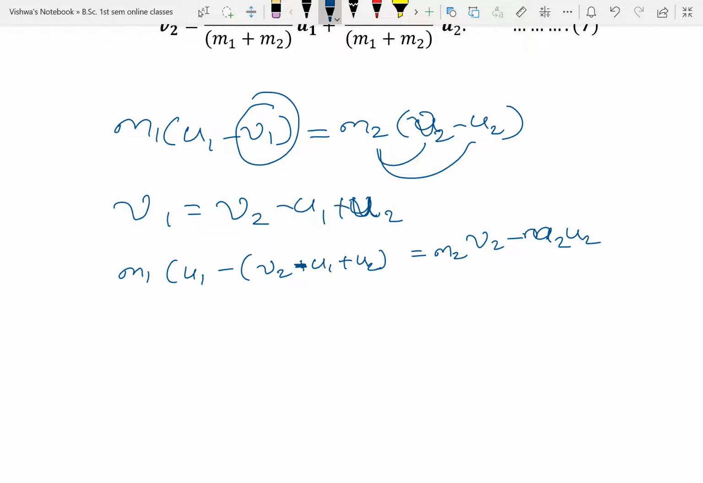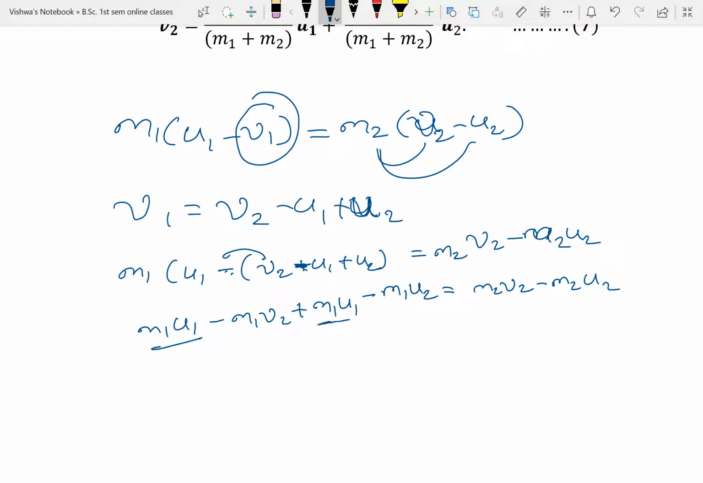Okay, so now you can write this as m1 u1 minus m1 v2, then plus m1 u1, and then minus m1 u2 is equal to m2 v2 minus m2 u2. Now m1 u1 is one term, and here also m1 u1 is there, so it becomes 2 m1 u1, and then here m1 v2 is there, here also m2 v2 is there.